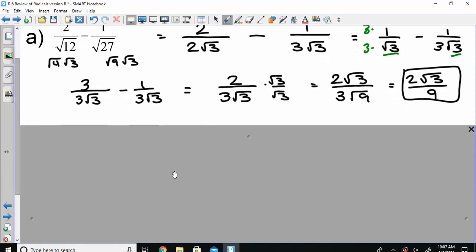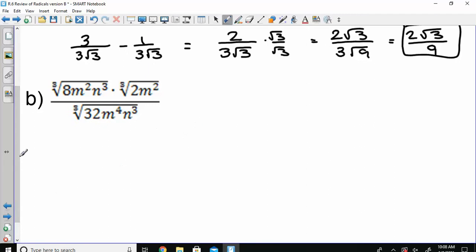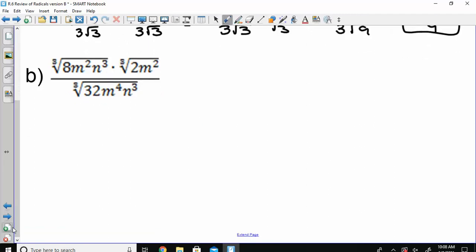Let's do one more. Sorry, I know that one's a little bit blurry. I cut it and pasted. So that's the cube root of 8m squared to the third times the cube root of 2m squared over the cube root of 32m to the fourth n to the third.